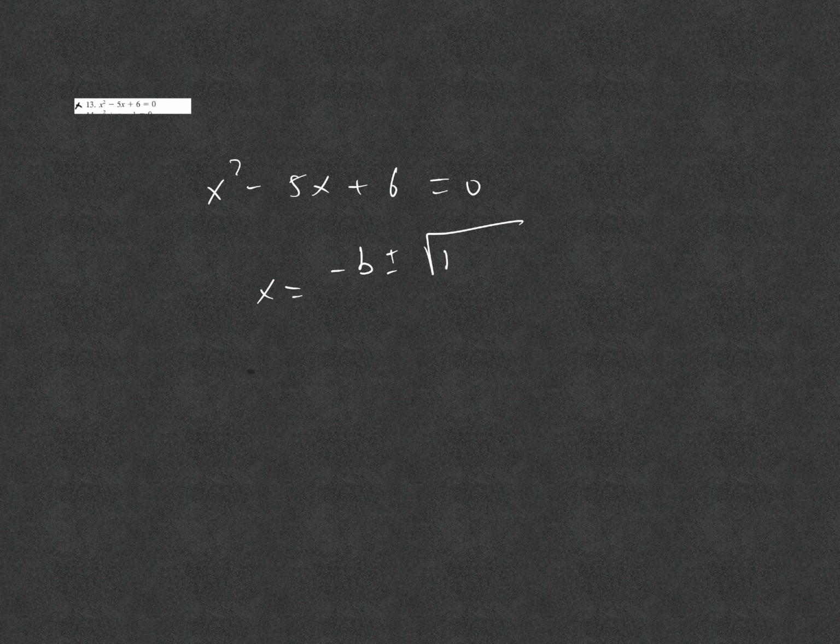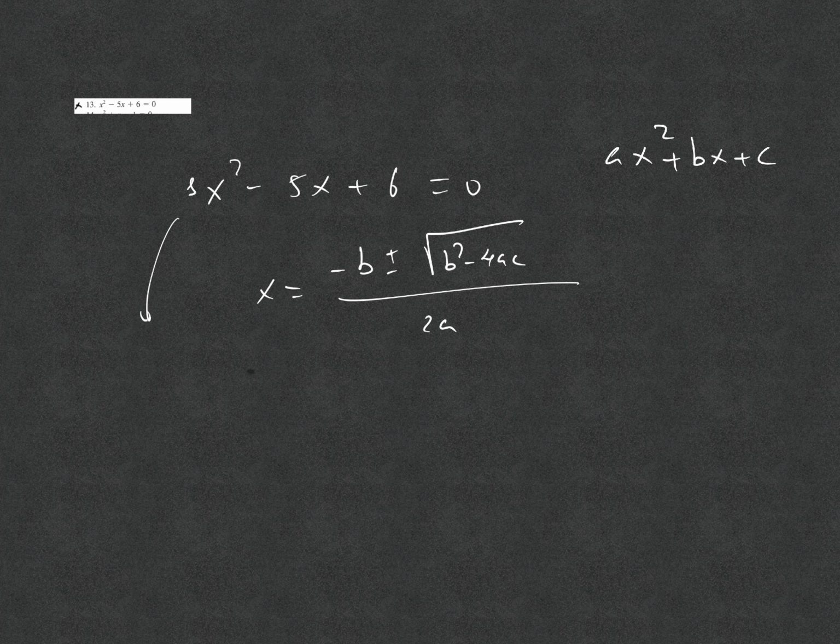Okay, let's go to this equation. This is a quadratic equation. x squared minus 5x plus 6 equals 0. And the solution is x equals minus b plus or minus the square root of b squared minus 4ac, divided by 2a. And the coefficients a, b, and c are like this. So in this equation, a is 1, b is minus 5, and c is plus 6.